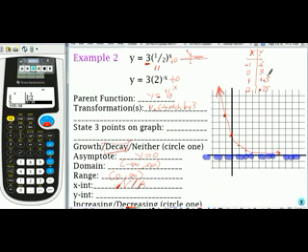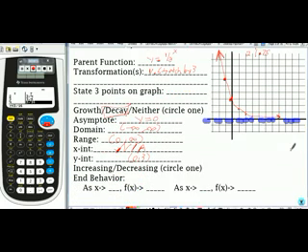Y-intercept. I hit it right here at (0, 3). I see it right here. So I'm going to tell you that my y-intercept is (0, 3). Increasing or decreasing? Well, as I look at the function from left to right, it is clearly falling, so that is a decreasing function.